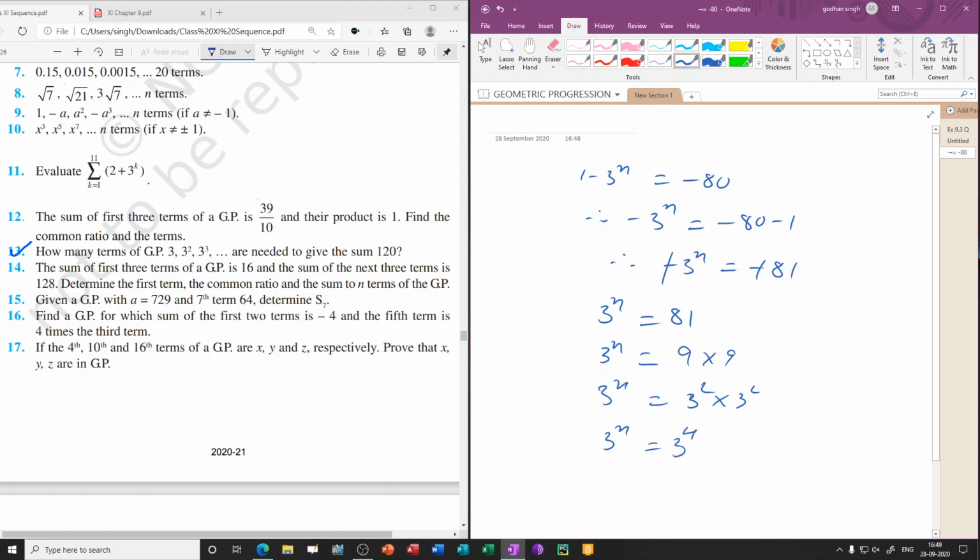Because the base is the same, so we can add the exponents. Therefore we can say that n equals 4. So this is the answer of question number 13.